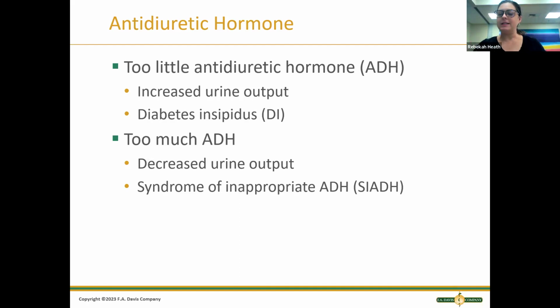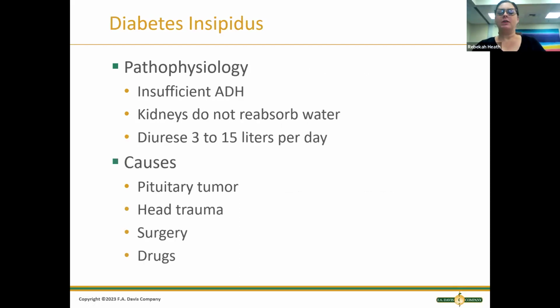And so you'll often see a disease like diabetes insipidus. Too much antidiuretic hormone means that we are keeping too much fluid in and we are overloading ourselves with too much fluid. So let's talk about diabetes insipidus first. I want to just baseline set that diabetes insipidus is completely different than diabetes mellitus.